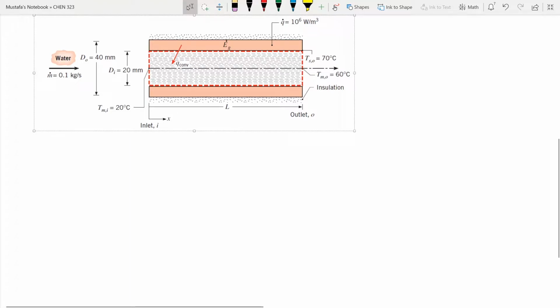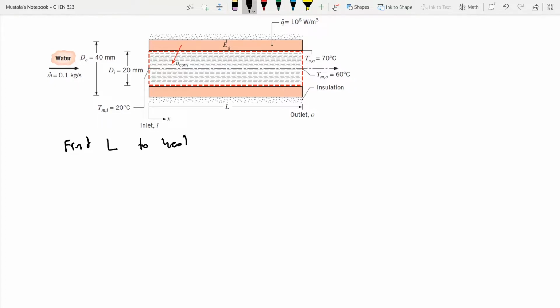Okay, so our goal is to find L to heat fluid from 20 degrees Celsius to 60 degrees Celsius. And we know the mass flow rate is 0.1.